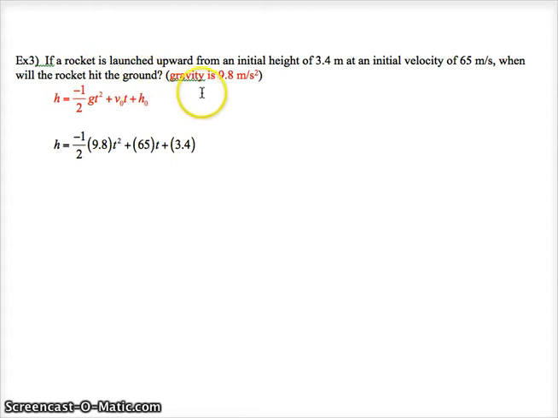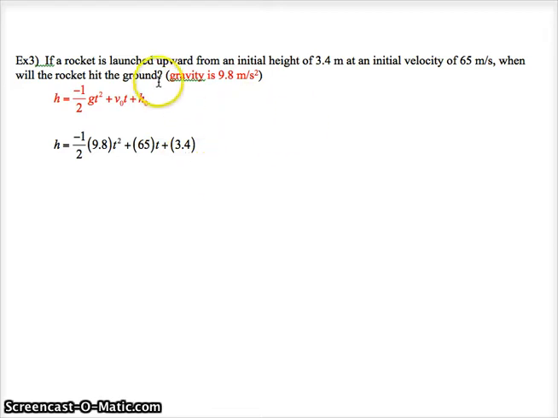Okay, so this is a scenario that's actually used in physics. You'll see this when you do physics. Gravity on Earth is 9.8 meters per second squared, so that would be our g value. And when you do physics, it'll explain that the path of a projectile always follows this formula. So I'm going to go ahead and give you the values. So we have negative 1/2 times 9.8 t squared plus 65t plus the starting height of 3.4.